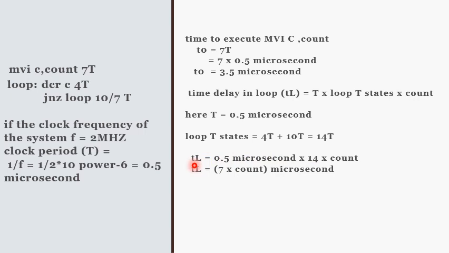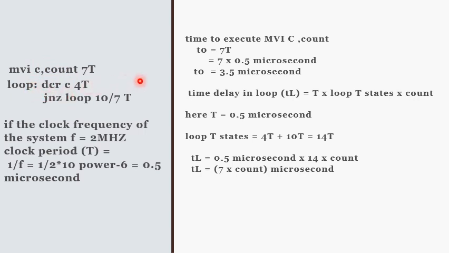The T states for jump on no zero is 10/7. So we also have to consider 7 T states for jump on no zero. When the loop executes for the specified count, and at the last when the condition is false, when the count value becomes 0, it goes to the next instruction. It won't read this particular address. Once the count is 0, it won't jump to this particular address. It will go for the next address of the program.